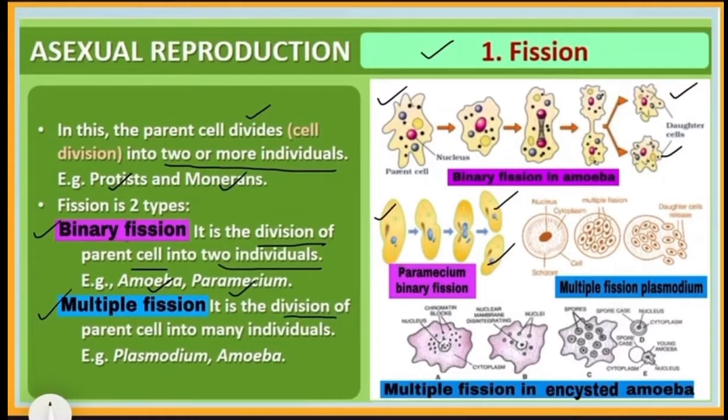Now, what is multiple fission? It is the division of the parent cell into many individuals, and it is seen in Plasmodium and also in amoeba. Now you can see in the diagram also multiple fission in Plasmodium. This is the Plasmodium, and many daughter cells are formed by multiple fission in Plasmodium.